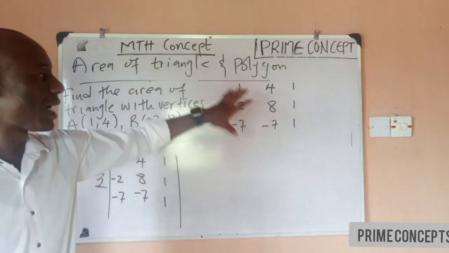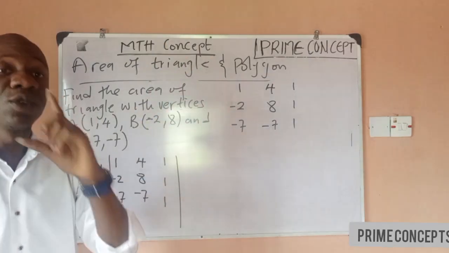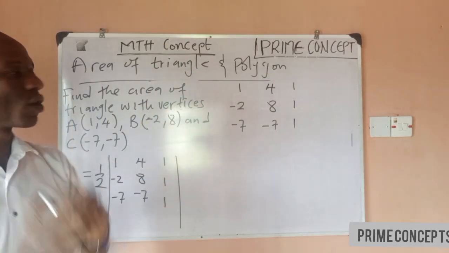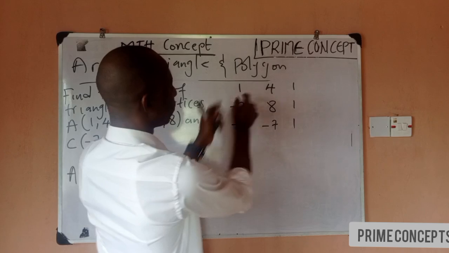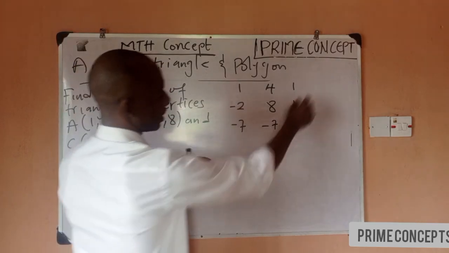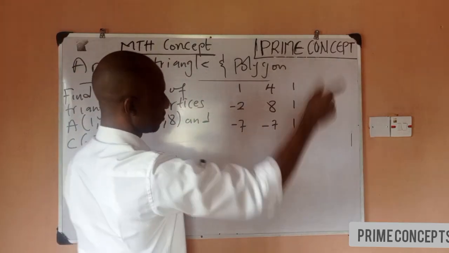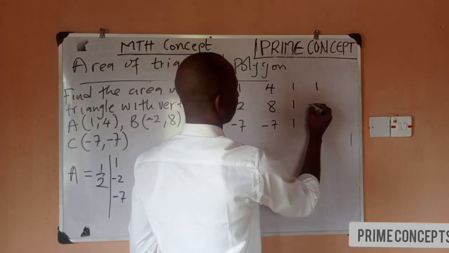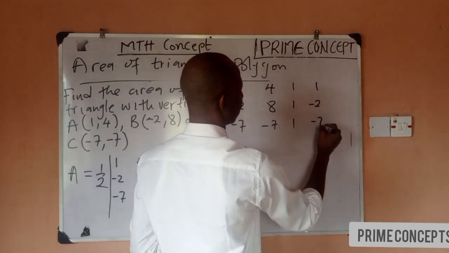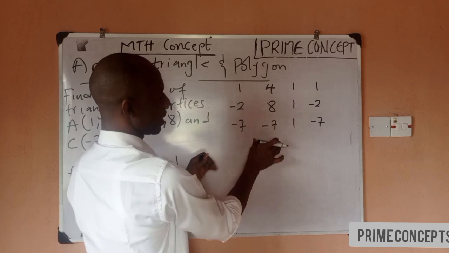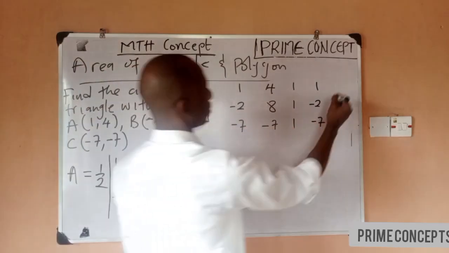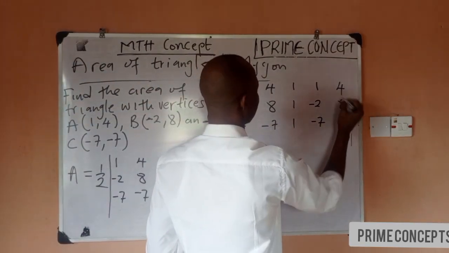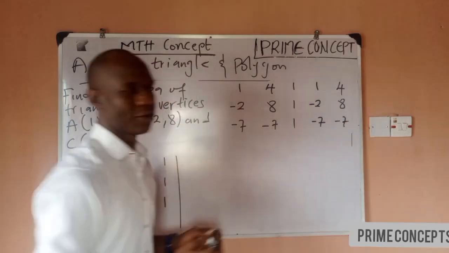Now, in order to find the determinant of this matrix using the Sarrus method, what I'm going to do quickly is reproduce this in front. So let's start with this. I'm going to have 1, -2 and -7. Then I'll reproduce this again, just the first two columns. So I would have 4, 8, and -7, right?